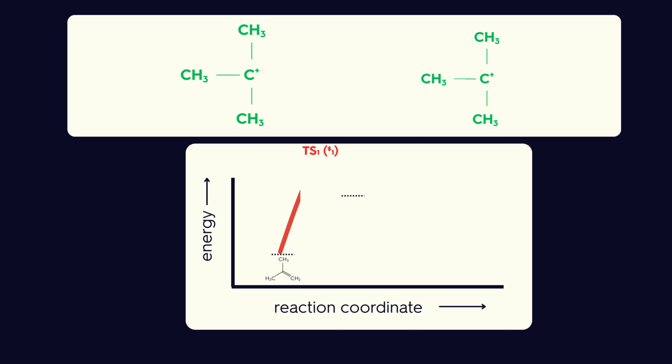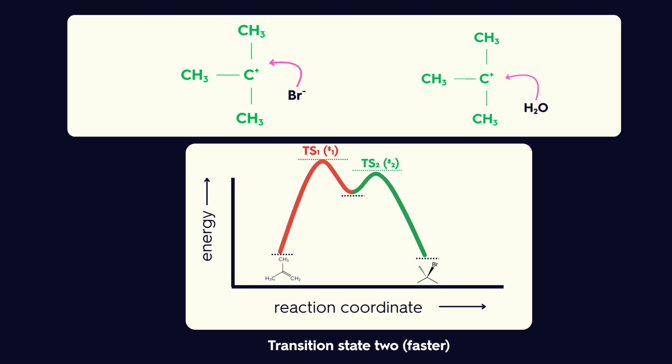Next, once the carbocation forms, the nucleophile strikes. With hydrogen bromide, the bromide ion adds. With acid-catalyzed hydration, water adds and then loses a proton. This second step is fast, a smaller bump on the ribbon.